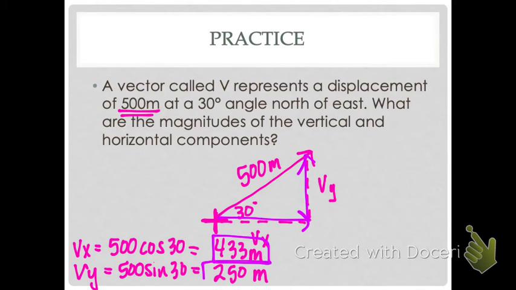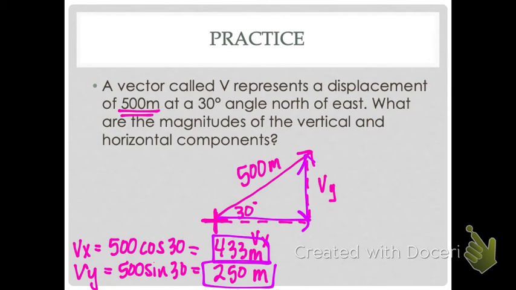Okay, so I had 433 for my x and 250 for my y. I didn't really draw mine to scale because my x looks not quite that long, but that's about what we're looking for there. Do we feel okay with breaking them into components?